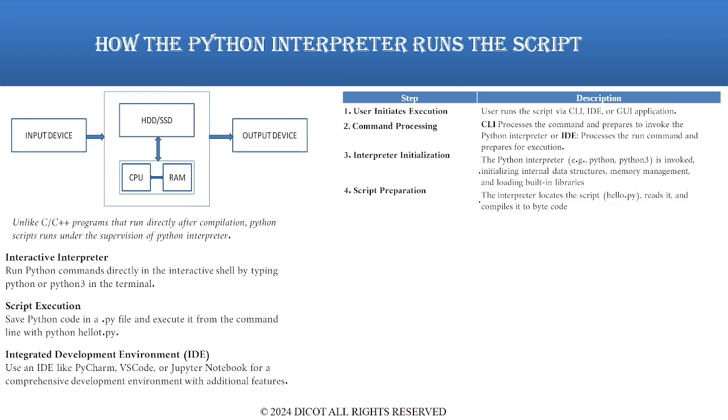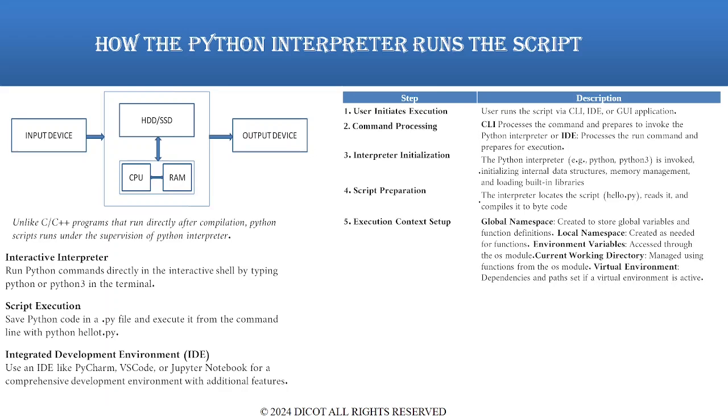Step 5. Execution context setup. Global namespace is created to store global variables and function definitions. Local namespace is created as needed for functions. Environment variables are accessed through the OS module. Current working directory is managed using functions from the OS module. Dependencies and paths are set if a virtual environment is active.